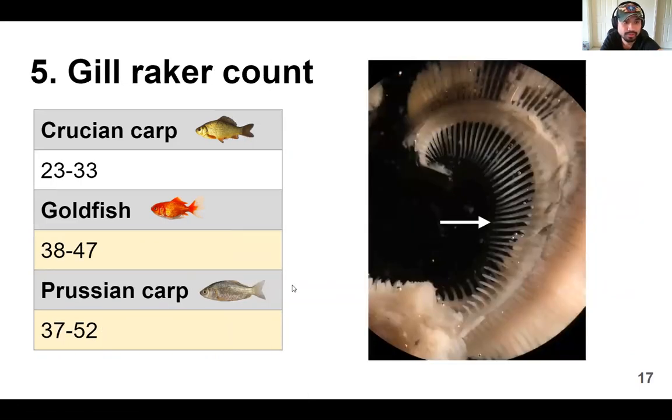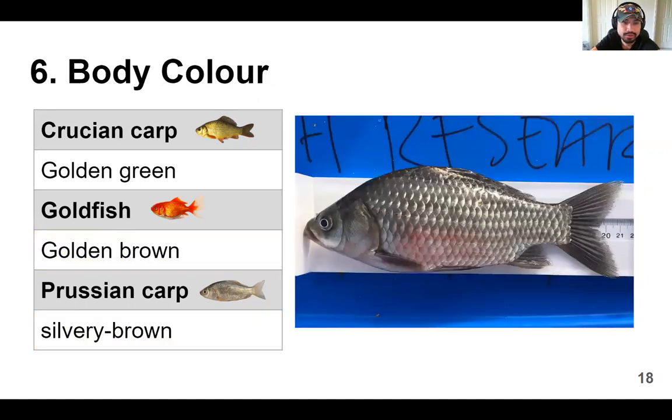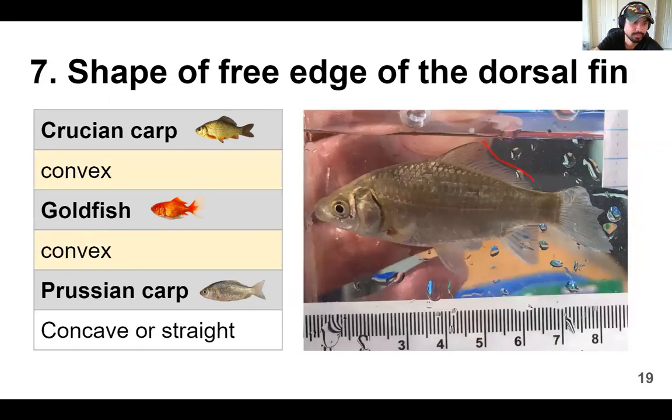Similarly, for gill raker count, we have expected values in the lower ranges for Prussian carp, while our expected values for goldfish and Prussian carp were in the upper ranges with significant overlap between those two species as well. For our sixth character, we looked at body color, which is expected to be golden green in Prussian carp, golden brown in goldfish, and silvery brown in Prussian carp.